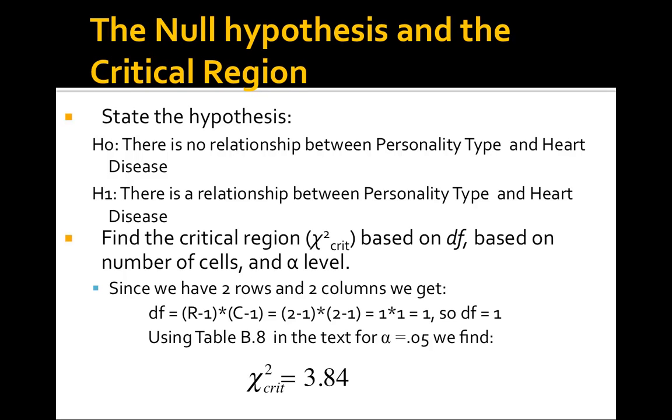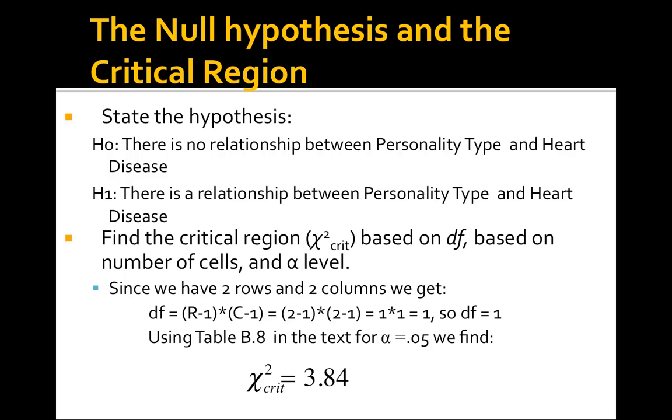First, we state the hypothesis. There is no relationship between personality type and heart disease. So we're assuming that there is no effect, there's no difference. And essentially, remember, we're looking at this like a relationship. Each individual is measured in two ways. The alternative hypothesis: there is a relationship between personality type and heart disease.